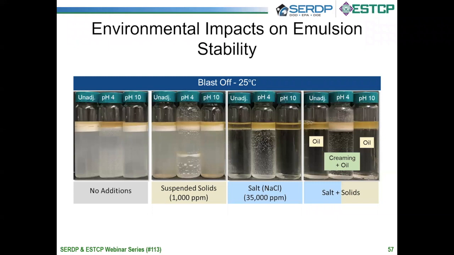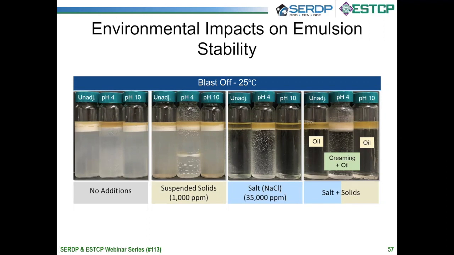So next, we also looked at environmental impacts on emulsion stability. This is just a sample data point. We have our one cleaner, Blast Off, here at a single temperature. So we looked at different temperatures, pHs, and then also the addition of suspended solids or salts and the combination of those two. With this study, we just used visual observations of the coalesced layer, so whether or not there was oil, creaming in oil, or no coalescence. So you can see how we determined this by the figure on the right.